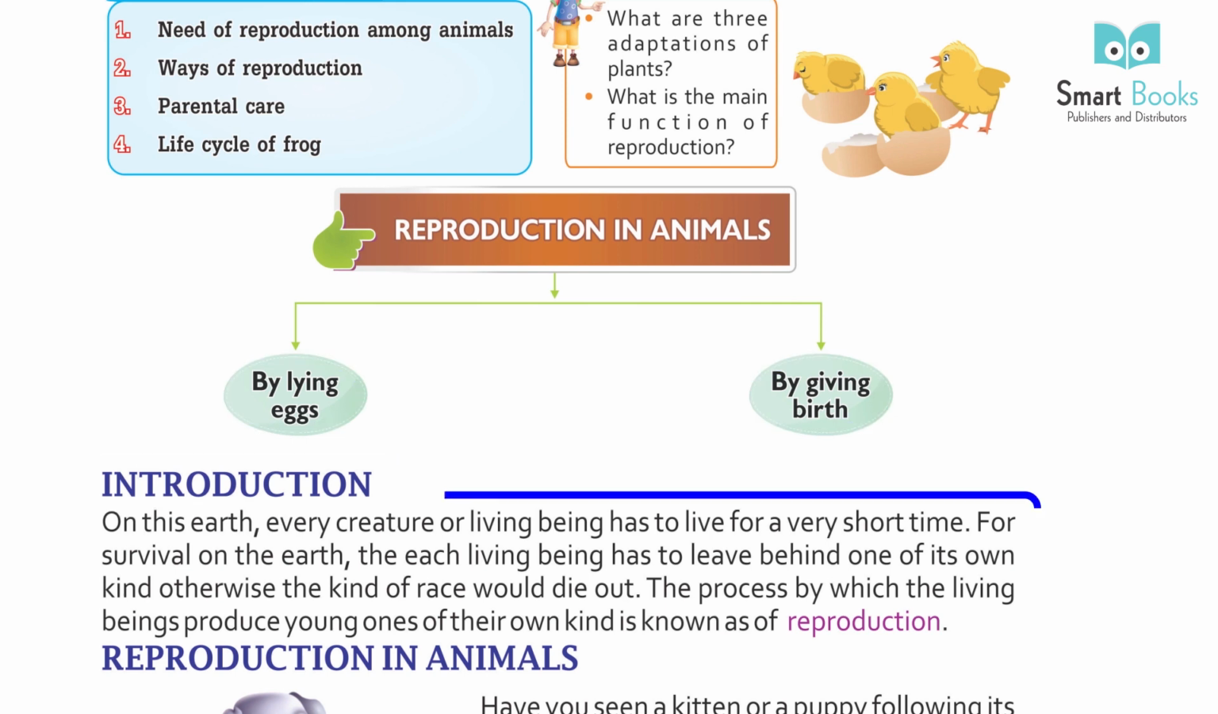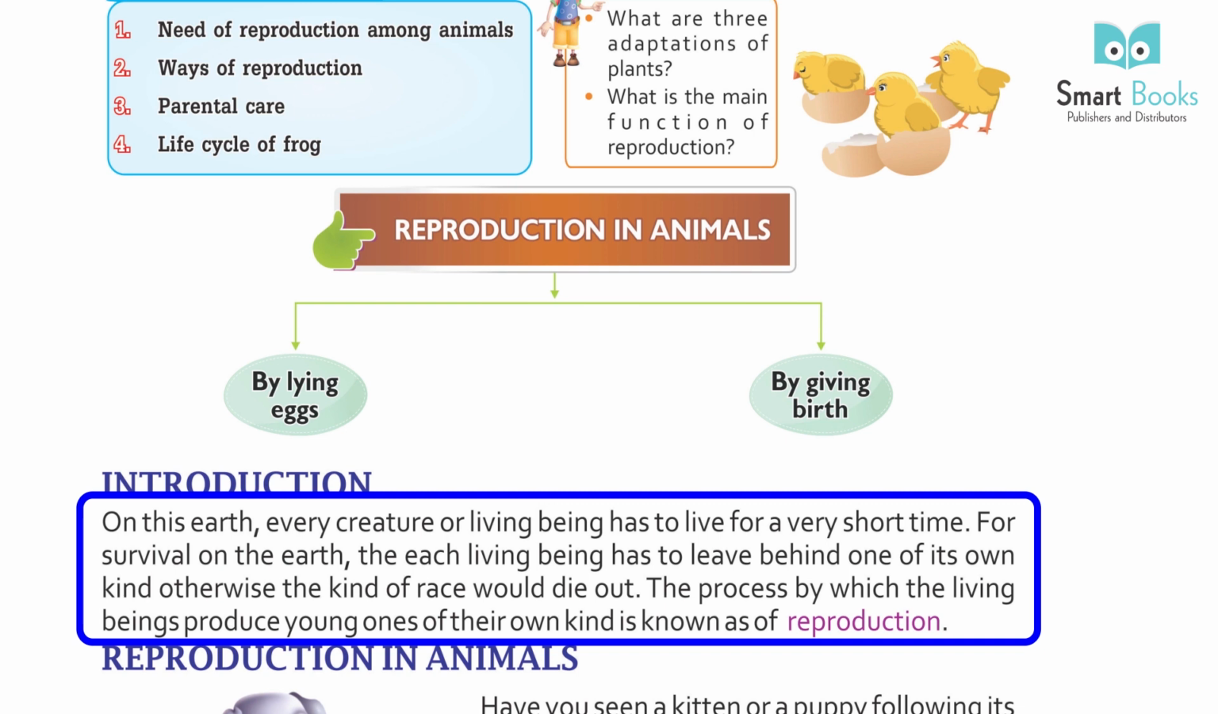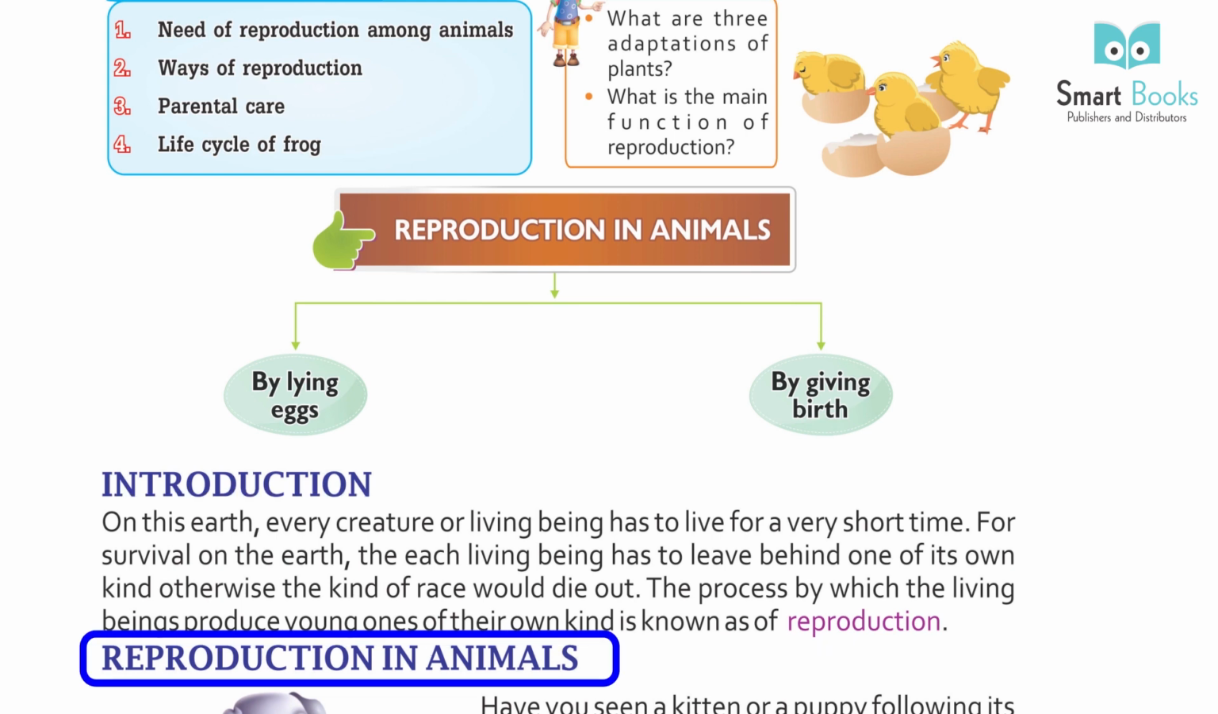Introduction. On this earth, every living being has to live for a very short time. For survival on the earth, each living being has to leave behind its own kind, otherwise the race would die out. The process by which living beings produce young ones of their own kind is known as reproduction. Reproduction in animals.